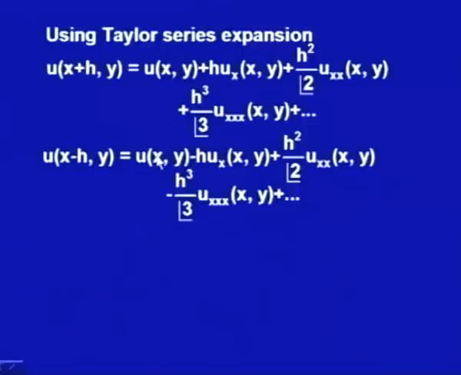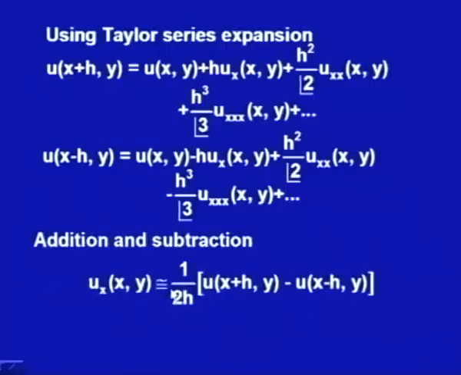The u(x, y) term cancels out. This term gives 2 times h times u_x(x, y), the third term cancels out, and then we get plus 2h³/3! times the third partial derivative with respect to x at (x, y), and so on. Now, if in this subtraction I take the h term and neglect higher powers of h, then I can approximate u_x(x, y) as 1/(2h) [u(x + h, y) - u(x - h, y)].